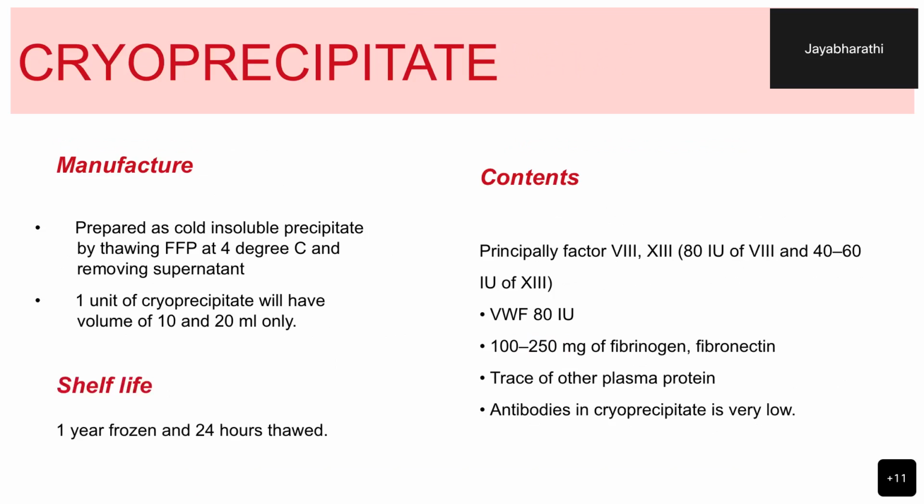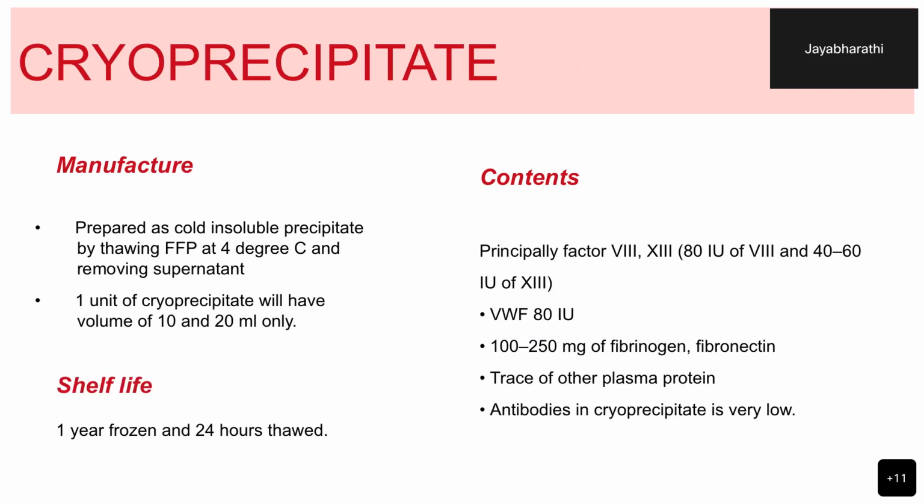Coming to the cryoprecipitate. It is prepared as a cold insoluble precipitate by thawing FFP at 4 degrees Celsius and removing the supernatant. And 1 unit of cryoprecipitate will have a volume of 10 to 20 ml only. And its shelf life is 1 year frozen and 24 hours thawed.